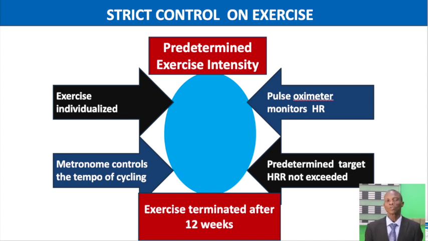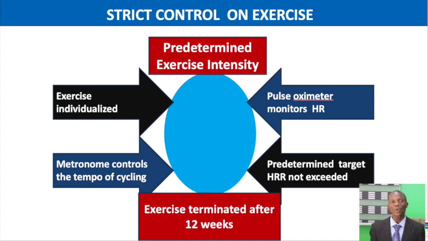So a metronome was used to control the tempo of the cycling. This was a mechanical device that is adjustable. It provides the rhythm of the cycling, and periodically a finger probe pulse oximeter was used to determine the intensity. I mean, the pulse oximeter will show you at what heart rate per minute this individual was exercising.